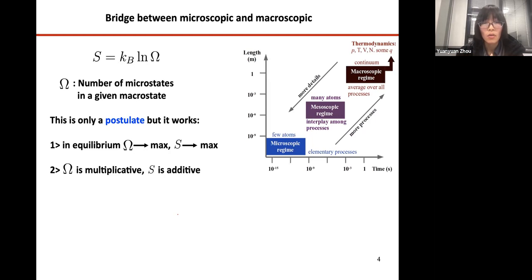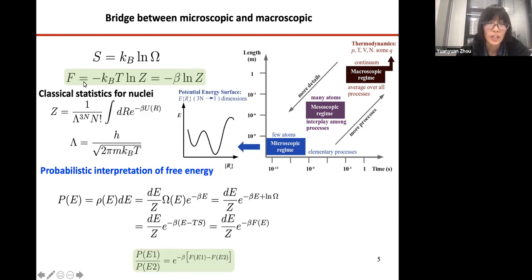According to the second law of thermodynamics, when the system reaches equilibrium, the entropy is maximized, so here omega is maximized. Moreover, omega is multiplicative, which reflects the additive nature of the entropy. With this postulate, we can get the equation that the free energy is equal to minus kBT times logarithm Z, or equal to minus one over beta times logarithm Z.